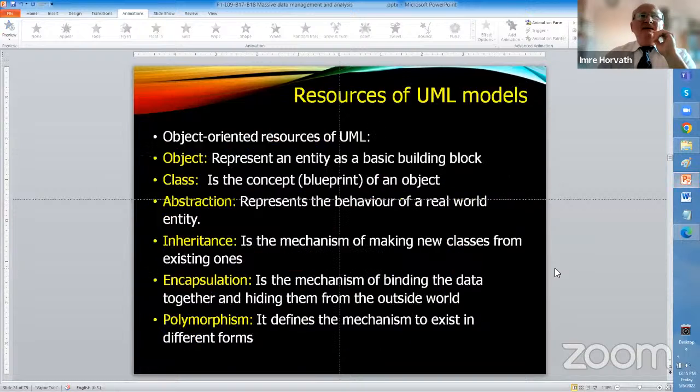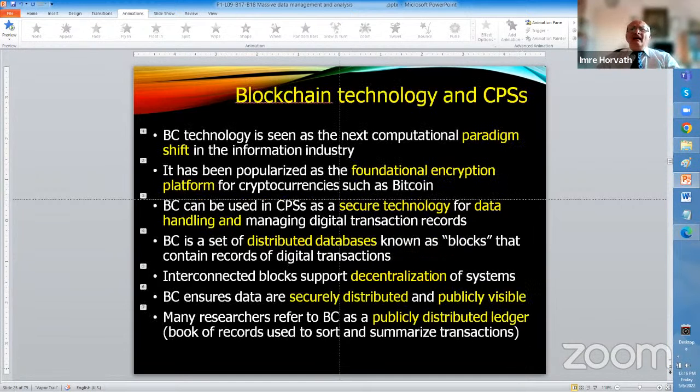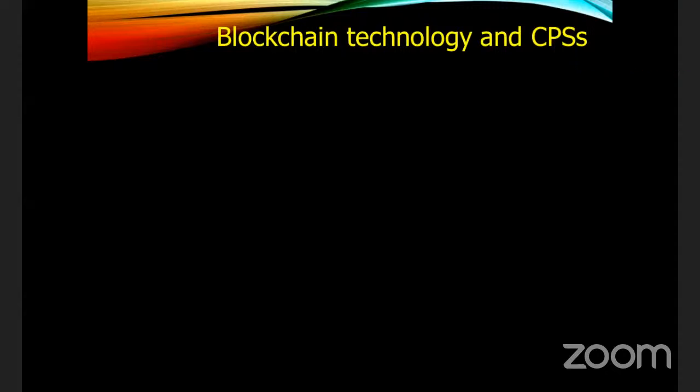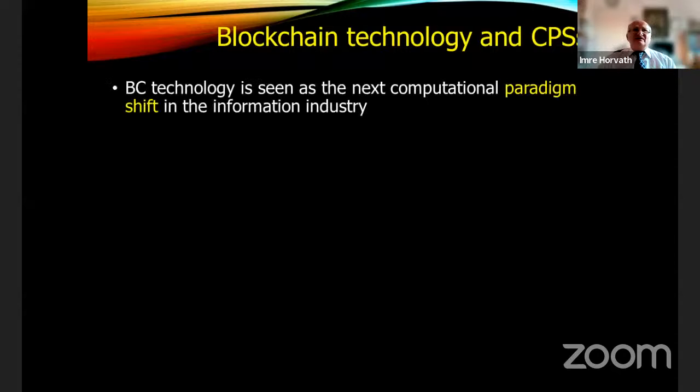Sure, then let me go into the second block, which is about the concept, architecture, elements, and workflow of blockchain. Actually, blockchain technology has been recognized very recently as a potential future means for cyber physical systems. There are ongoing research efforts in our days, but they are about just exploring the opportunity rather than providing some robust and widely accepted technology dedicated to cyber physical systems.